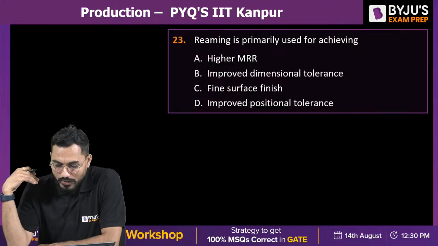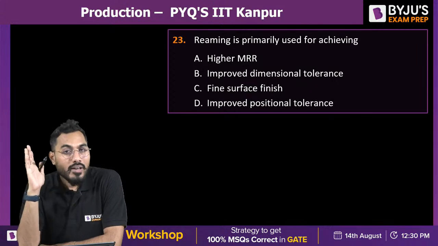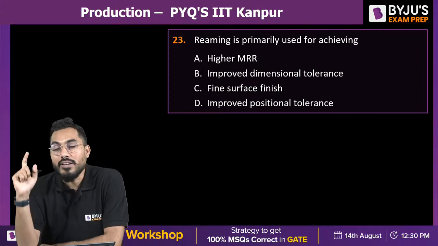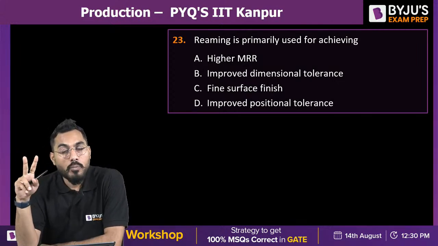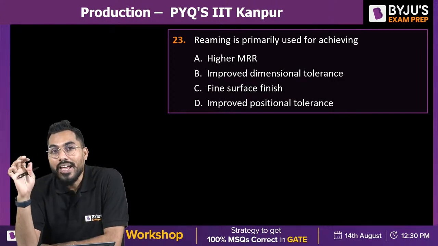Okay, fine. We'll go to the next question now. Reaming is primarily used for achieving what? A reaming operation is there. You must have heard about that. Drilling operation is there. A reaming operation is there. Boring operation is there. There are three different operations: reaming, drilling and boring.